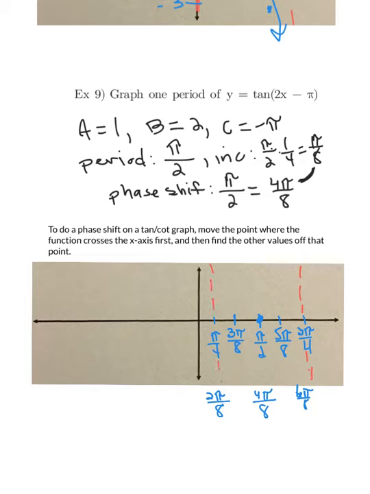Do a quick check. If I take 3 pi over 4 minus 1 pi over 4, I get 2 pi over 4. And if I simplify that, I get pi over 2, which is the period length that I'm supposed to have. My high and low values are 1 because a is 1. This is a tangent function, so it starts low, ends high, and then we put in our curve between our asymptotes, and that's the graph of this function.